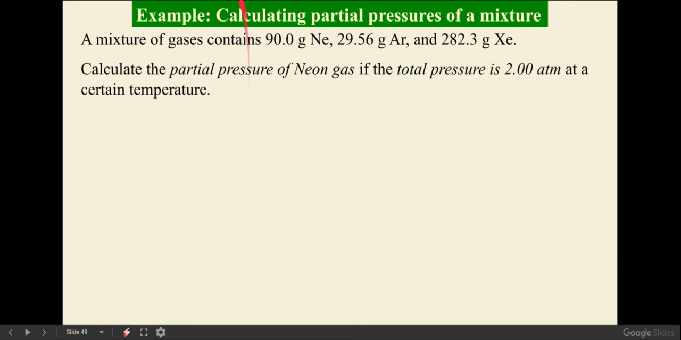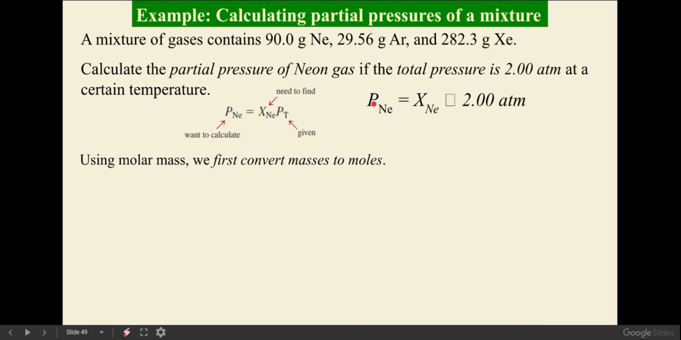So let's try using that. So 90 grams of neon, and so on. So we have these three masses of gases mixed together, and the total pressure is 2 atmospheres. What is the partial pressure of neon? So we need to know what is the mole fraction. This should be a multiplication sign, but it converted weird. So we know the total is 2 atmospheres. We need to find the mole fraction of neon to get the partial pressure of neon.